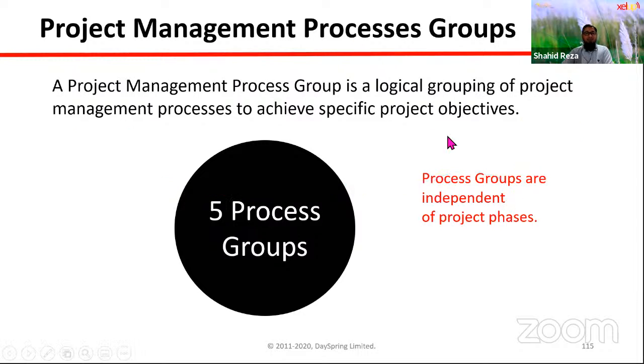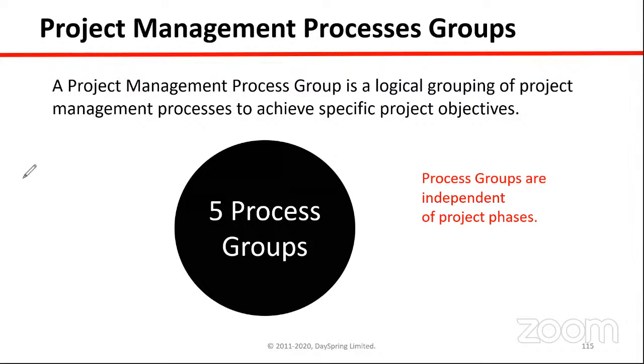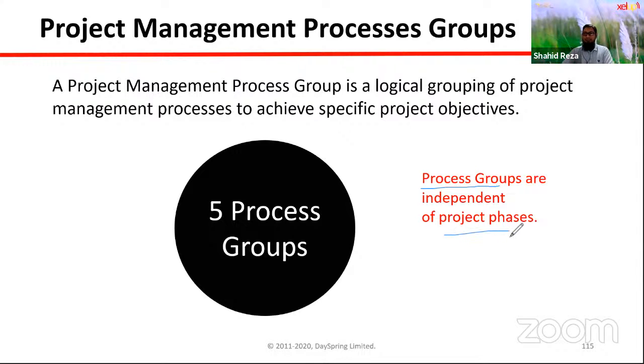Now, have you seen this one? Process groups are independent of project phases. What does it mean? That means process groups. How many process groups are there? 5. 5 process groups. Process groups and project phases are not the same thing. These two are separate things.